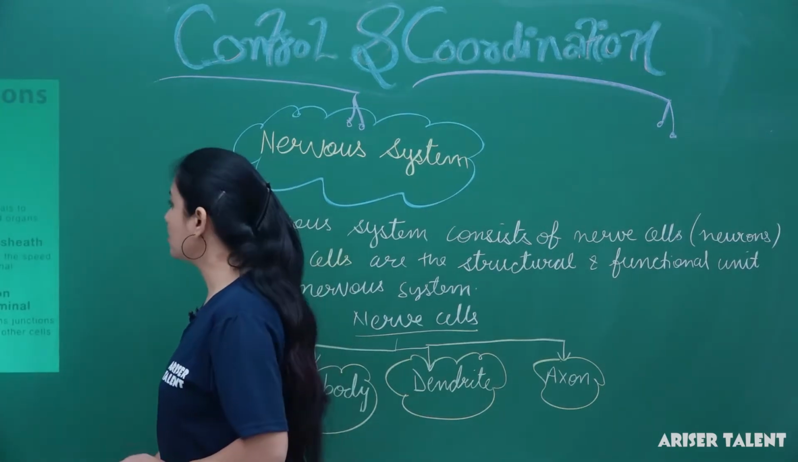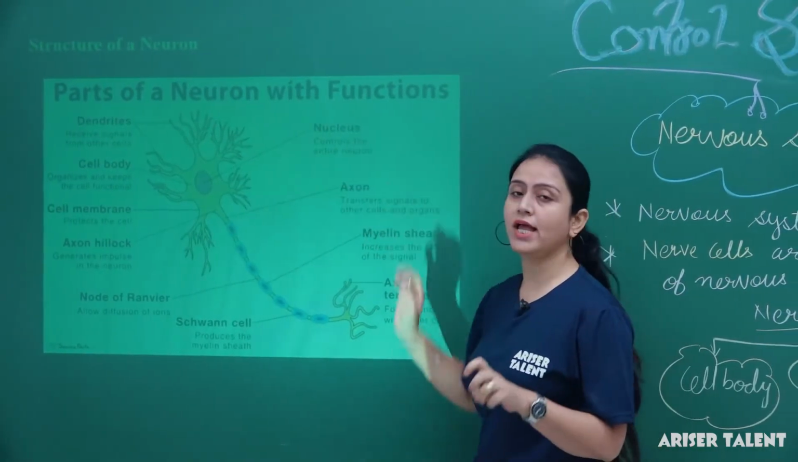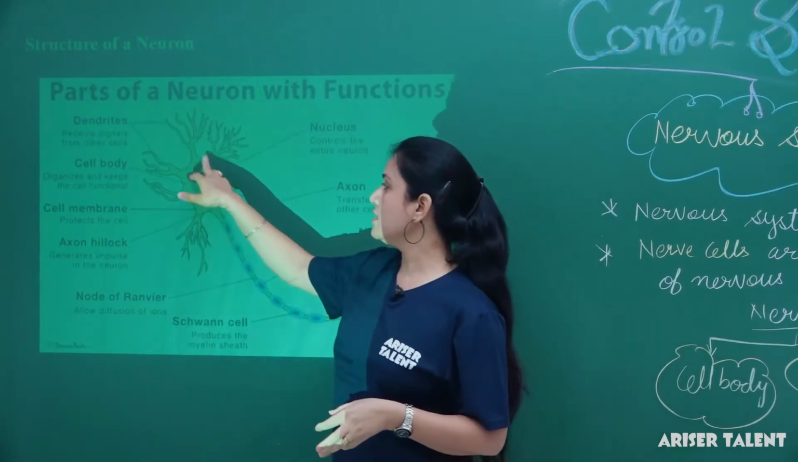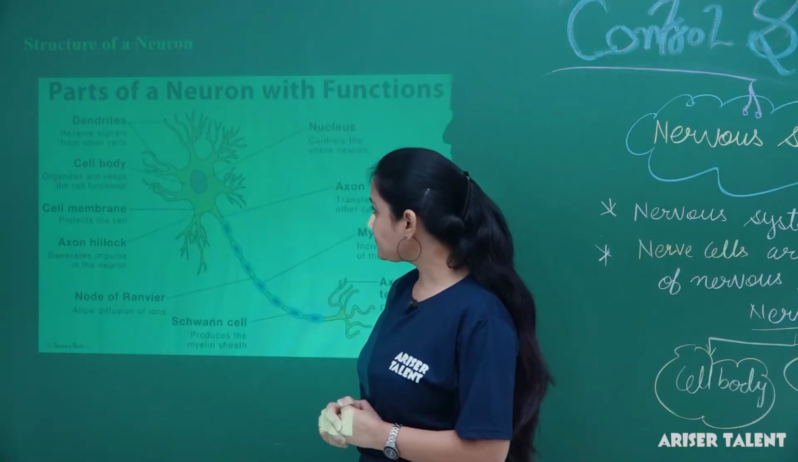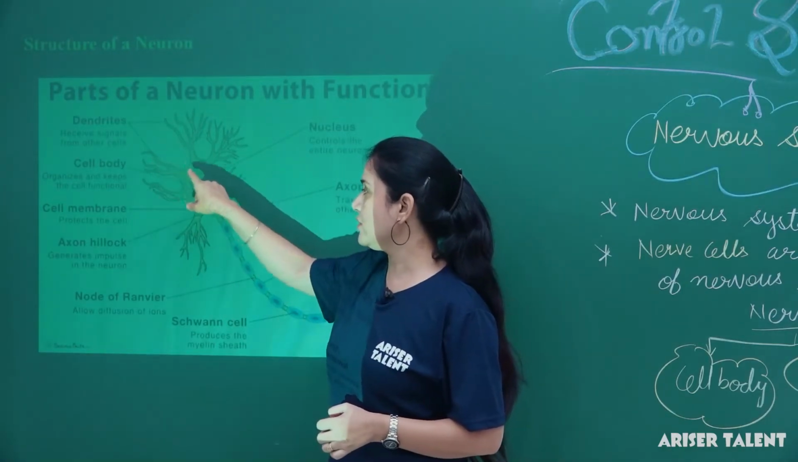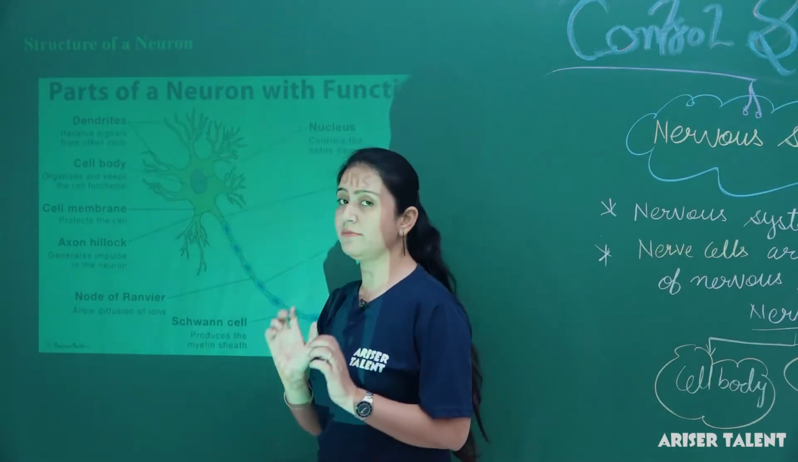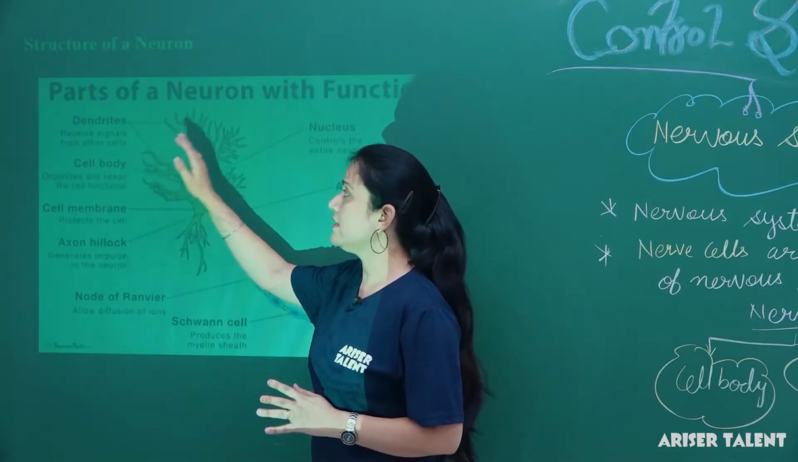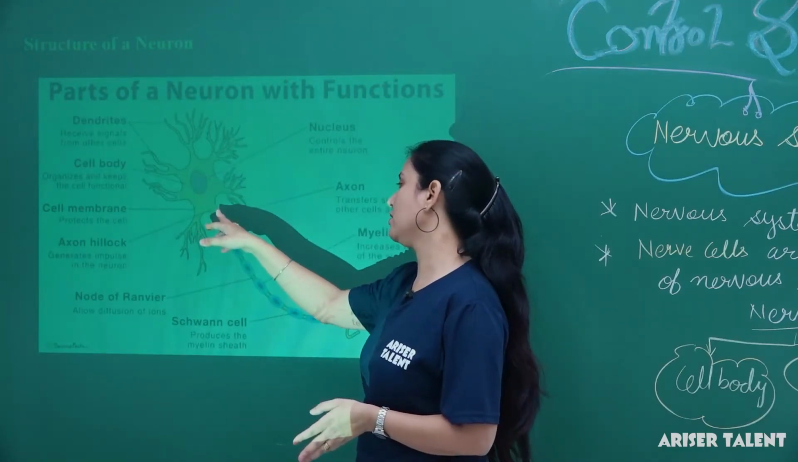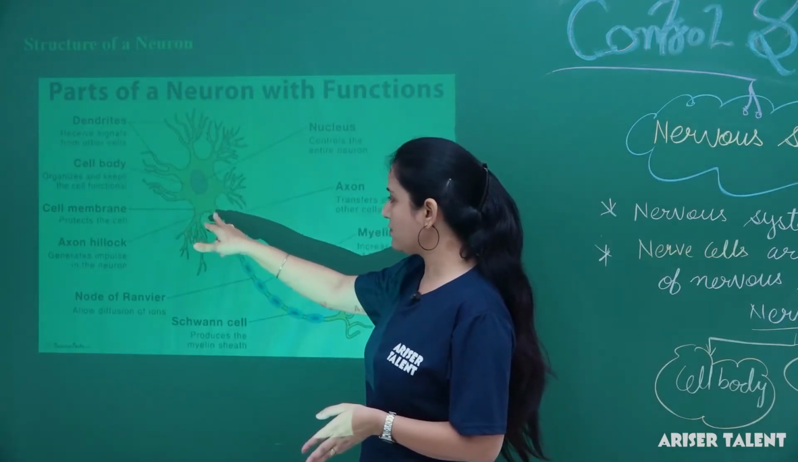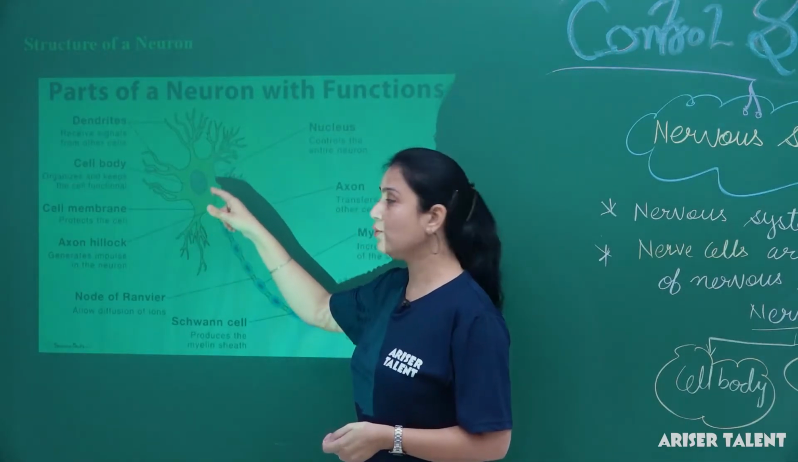Yes, we can see the structure of a neuron here. As I told you, a neuron has three main parts. What are they? Cell body, here I mentioned cell body, which is also known as cyton. Then dendrites, which originate from the cell body. The main function of dendrites is that they receive signals from other cells. Then they pass it to the cell body, and this stimulation passes through the axon and goes to the axon terminal.